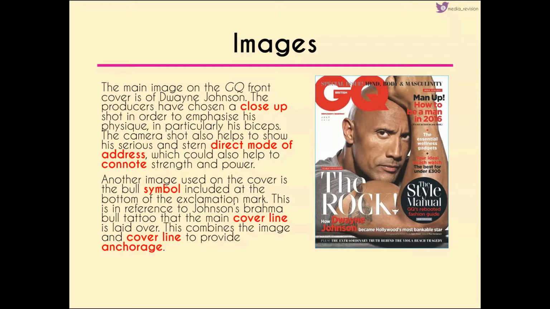So have a look at my answer then, and let's see how I've done. The main image on the GQ front cover is of Dwayne Johnson. The producers have chosen a close-up shot in order to emphasise his physique, in particular his biceps. The camera shot also helps to show his serious and stern direct mode of address, which could also help connote strength and power. Another symbol used on the cover is the bull symbol, included at the bottom of the exclamation mark. This is in reference to Johnson's Brahma bull tattoo that the main cover line is laid over. This combines the image and cover line to provide anchorage.